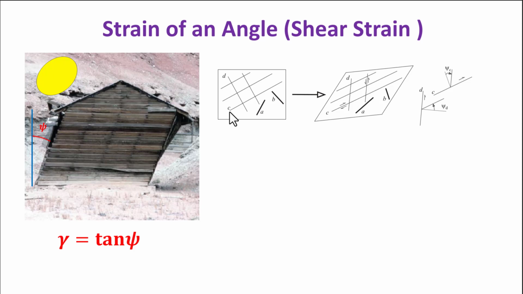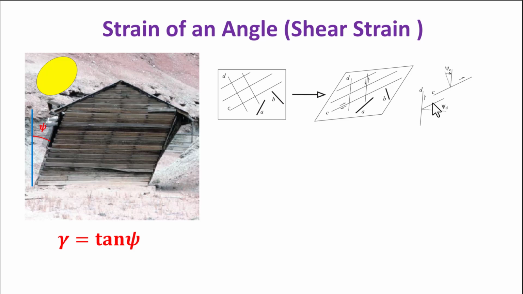Consider a few material lines like C and D, two sets of lines initially orthogonal to each other. They are no longer orthogonal to each other in the deformed state, and the shear strain for each line can be defined. So the shear angle for line C is this, psi C, because D was orthogonal with it. In the deformed state, D is rotated with respect to C, and the amount of rotation is psi C.